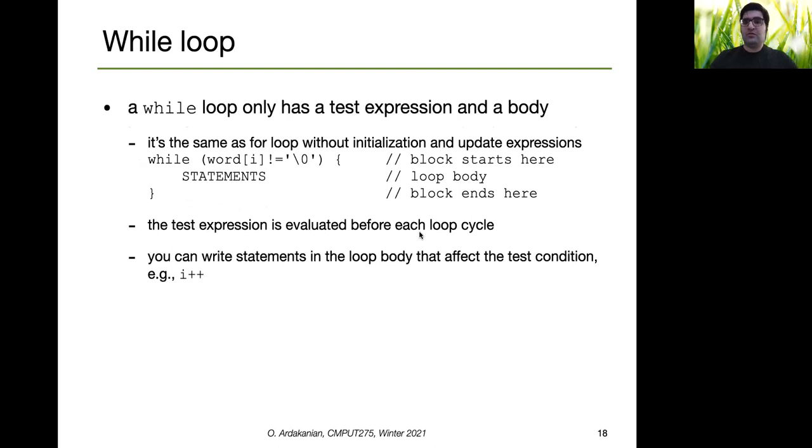The while loop is another type of loop that we use in C++. It only has essentially the test expression and then the block that follows the loop. The test expression is checked before each loop cycle.